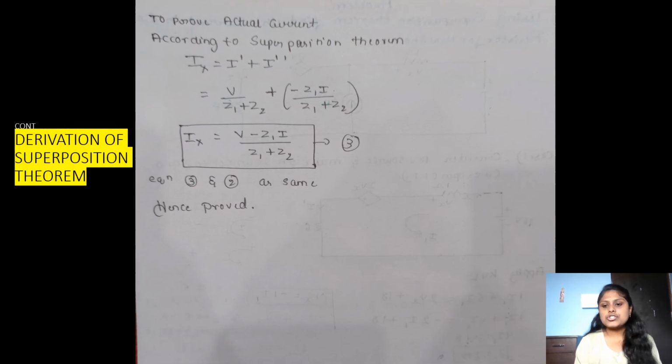According to superposition theorem, Ix is equal to I dash plus I double dash. This is the algebraic sum of responses. So V by (Z1 plus Z2) minus Z1 I by (Z1 plus Z2). After simplifying it, we will get Ix is equal to (V minus Z1 I) by (Z1 plus Z2). This is the final equation of the Ix response from the algebraic sum of both I dash and I double dash. So this is the derivation of superposition theorem.